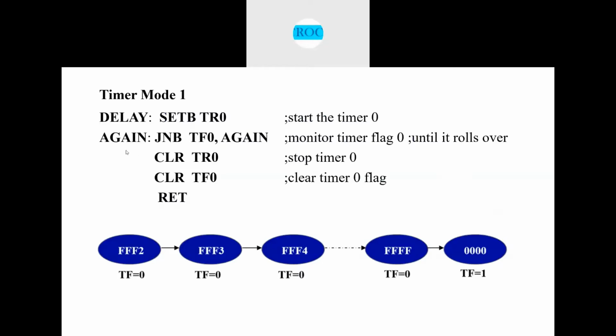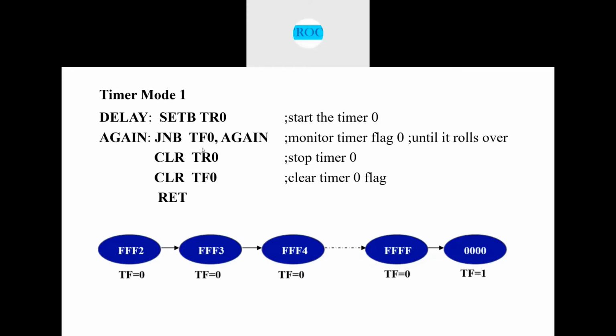Now next, what I do, again JNB TF0, right? Again it is TF0. What is this? It is the flag set if there is an overflow from timer 0. That's the reason we have selected the bit TF0 there, right? Jump if no bit, it means it has to execute this instruction again and again till the bit is set to 1. Since the bit is not set, it will keep on monitoring whether the overflow flag bit is set or not.